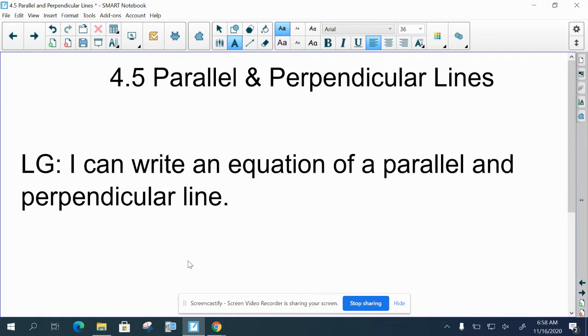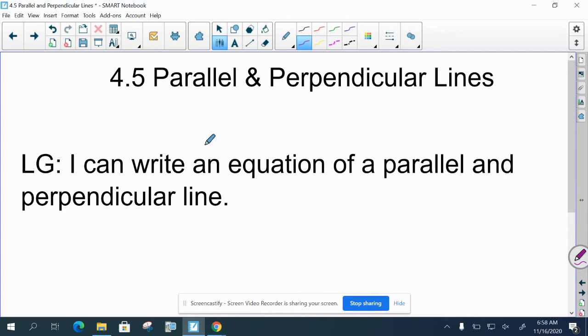Everyone, this is lesson 4.5, Parallel and Perpendicular Lines. In today's lesson, you're going to learn how to write an equation of a parallel and perpendicular line. That may sound intimidating, but actually it's going to be quite easy based on what you already know about how to write an equation.